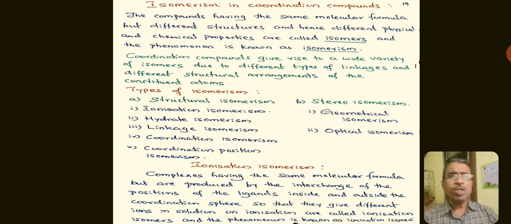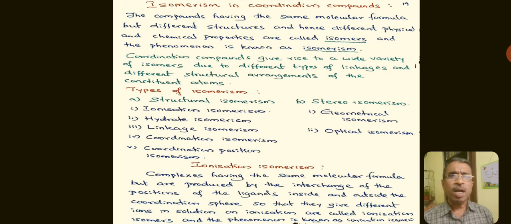In structural isomerism, the examples are ionization isomerism, hydrate isomerism, linkage isomerism, coordination isomerism, and coordination position isomerism. The stereoisomerism contains geometrical isomerism and optical isomerism. Now let us restrict our study only to structural isomerism.